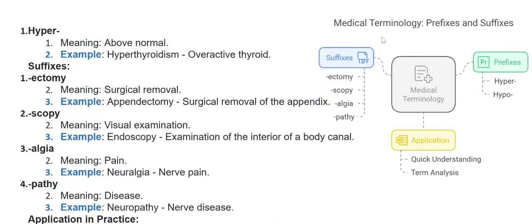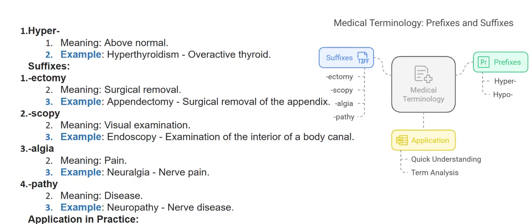Suffixes. Of course, here is also a diagram on medical terminology, prefixes and suffixes. Ectomy, meaning surgical removal, example appendectomy, surgical removal of the appendix. Scopy, meaning visual examination, example endoscopy, examination of the interior of a body canal. Algia, meaning pain, example neuralgia, nerve pain. Pathy, meaning disease, example neuropathy, nerve disease.